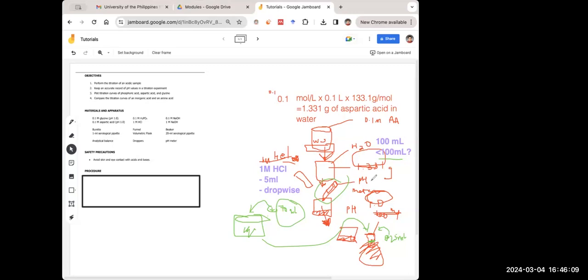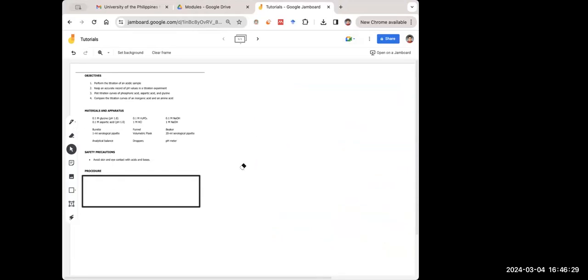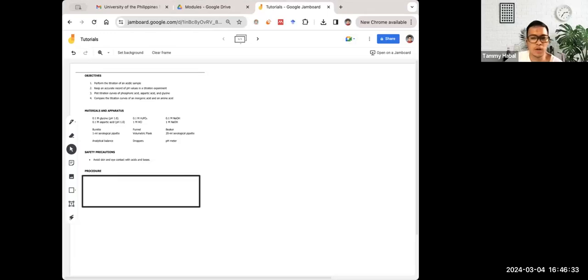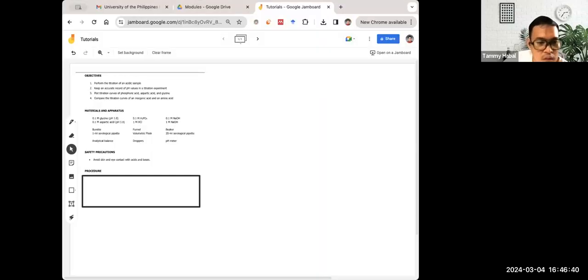So we already solved 0.1 M glycine and 0.1 M aspartic acid. But what happens if it's 1 M of HCl, hydrochloric acid? It's the same. Okay, sige nga, solve mo. In 1 minute, dapat kaya mo na yan. But wouldn't the formula change? No, it's still the same.